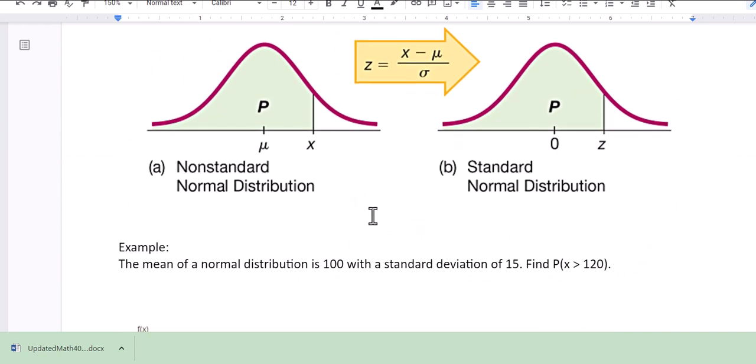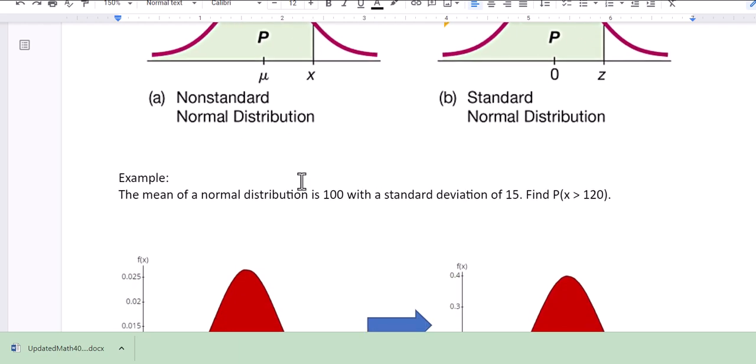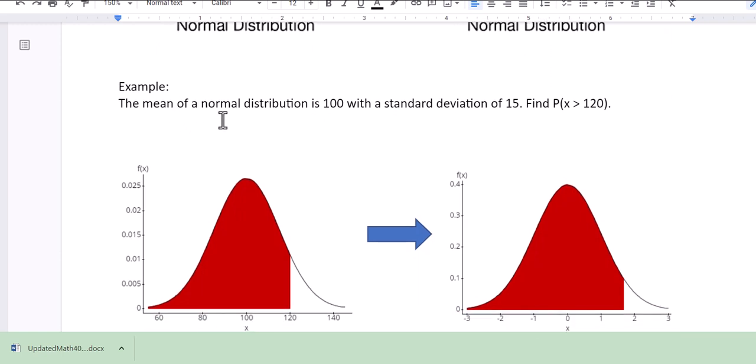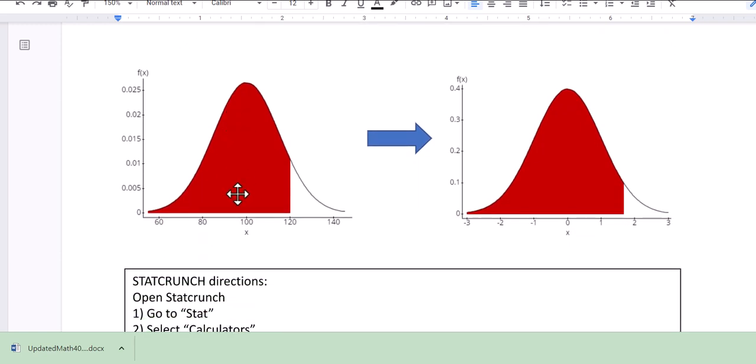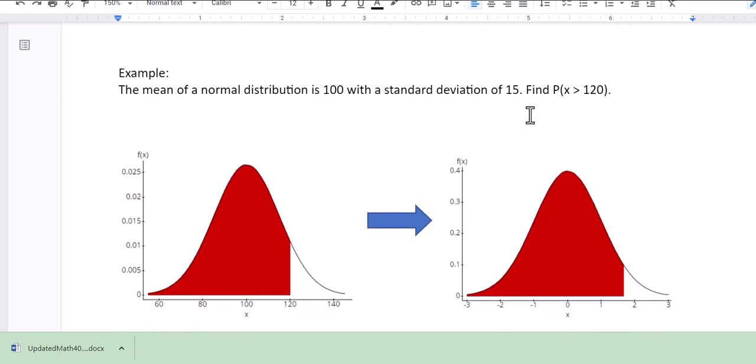Now, the big thing here is that any normal, non-standard normal distribution can become a standard normal distribution by converting it to the z-scores. And so I can find the z-score for this example. The mean of our normal distribution is 100 with a standard deviation of 15. Find the probability that x is greater than 120. So let's do it by finding z-scores, and then I'll show you how to do it also in StatCrunch without having to find the z-score.